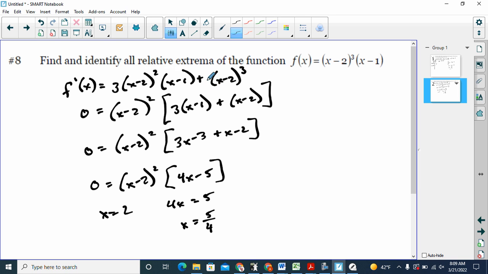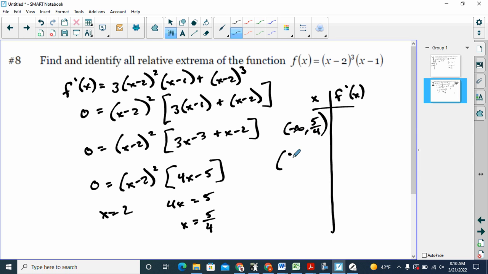We could use the second derivative test and find the derivative again and plug those in. I think it's way easier to just use the first derivative test. It doesn't tell us how we have to do it. So we are going to set up intervals with our first derivative, going from negative infinity to 5/4, from 5/4 to 2, and from 2 to infinity. Pick a value on each interval.